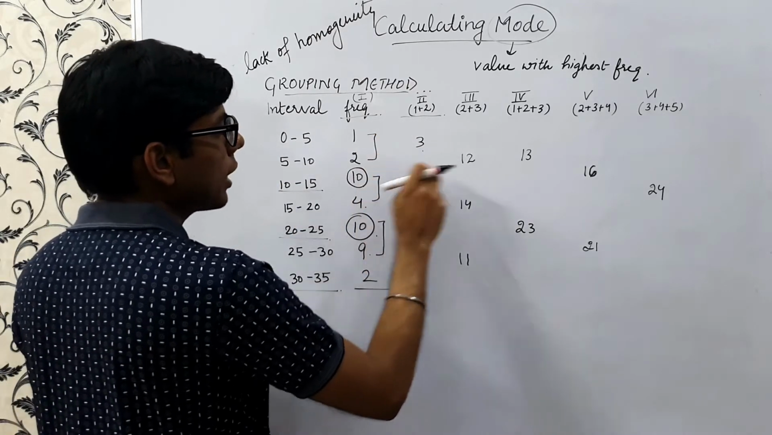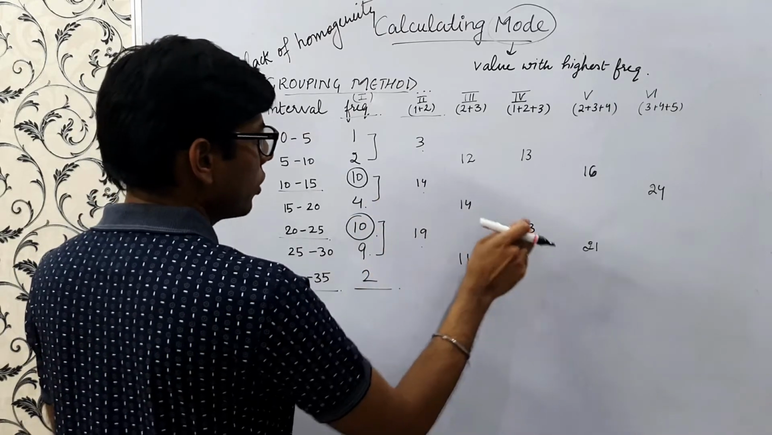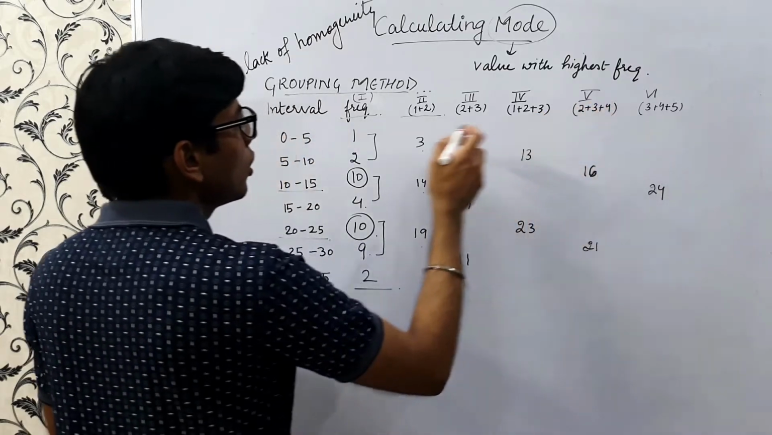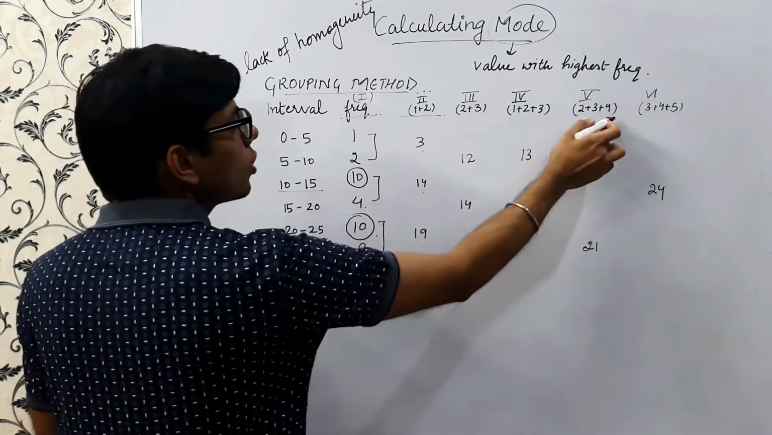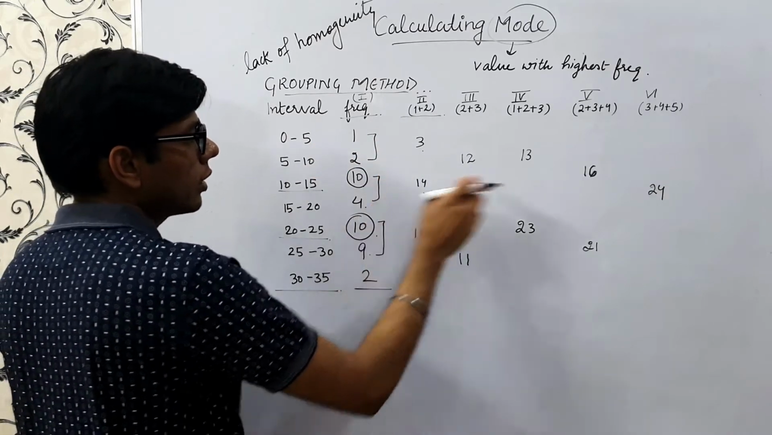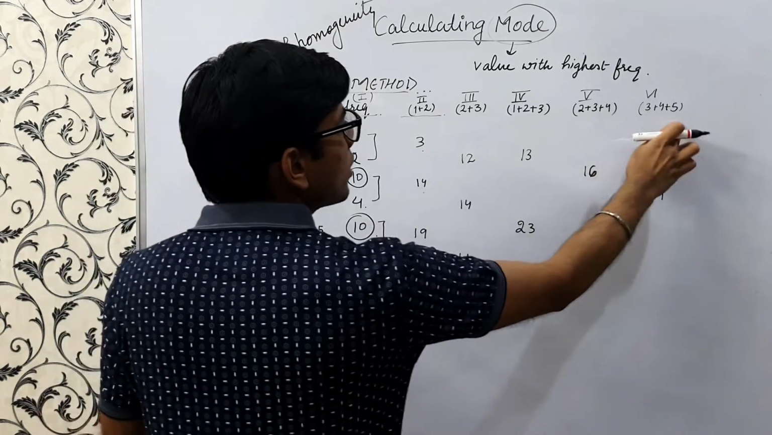This is 1 plus 2 plus 10, 13, and 4 plus 10 plus 9, 23. And then the fifth one, what does this say? 2 plus 3 plus 4. So take the sum of 3 consecutive observations but leaving the first one. So it's 2, 10, 4. This is 16, and 10, 9, 2, 21. And this is the last 3, 4, 5.